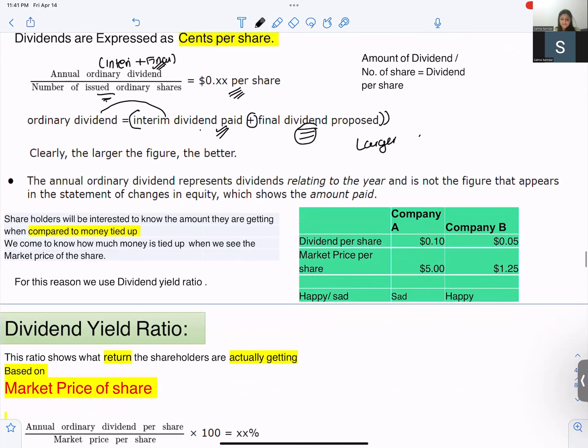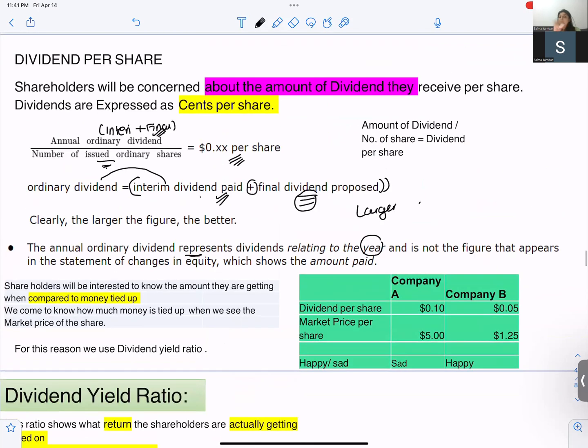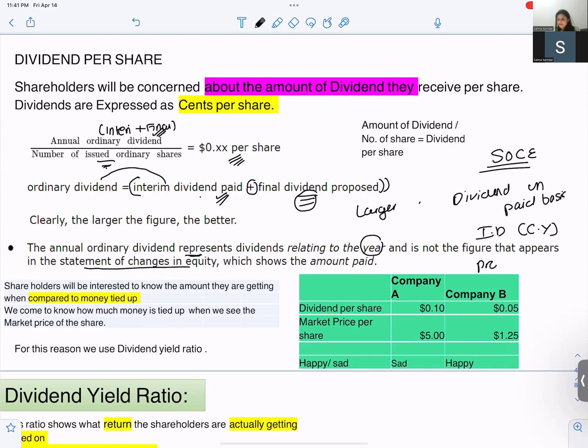What does annual ordinary dividend represent? It represents the dividend relating to the year, and this amount will never appear in your statement of changes in equity. Can you tell me why? Because in your SOCE, you will record dividend on a paid basis: interim dividend of the current year and proposed or final dividend of the last year.